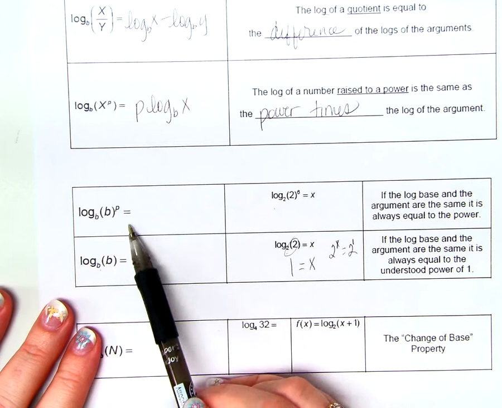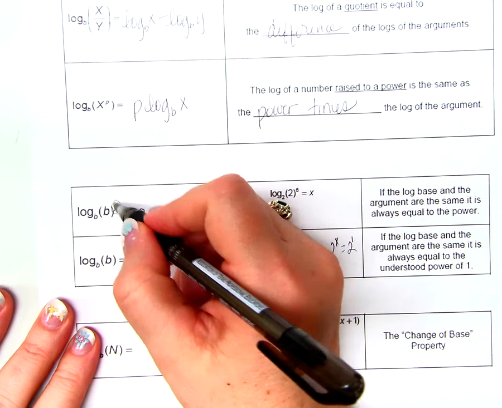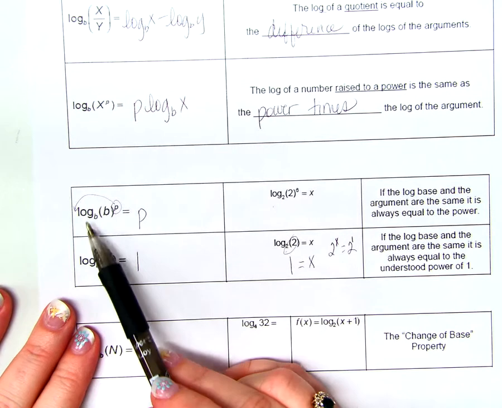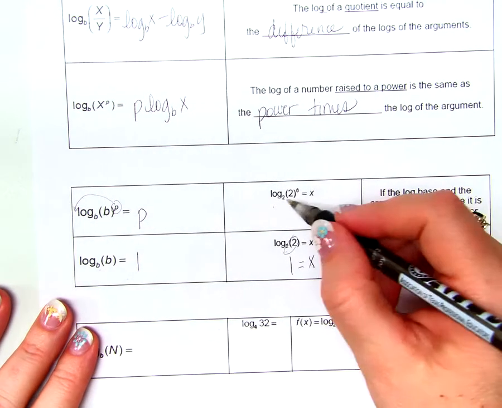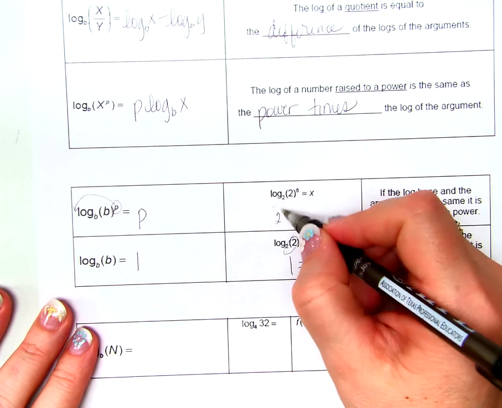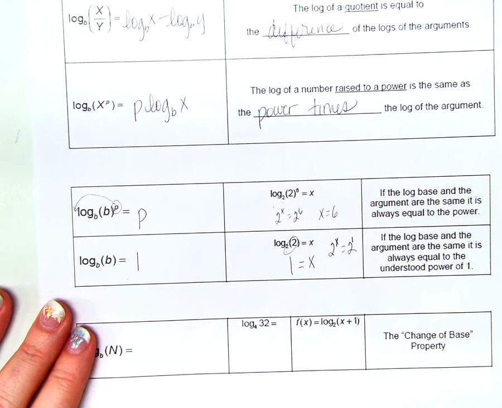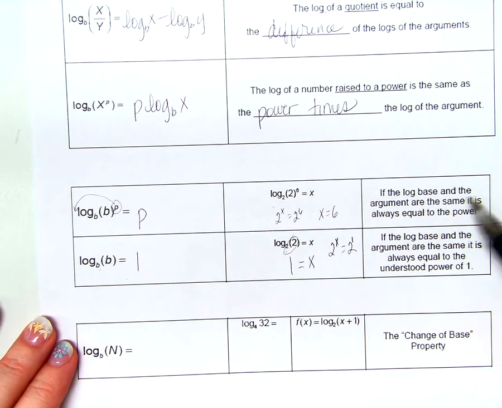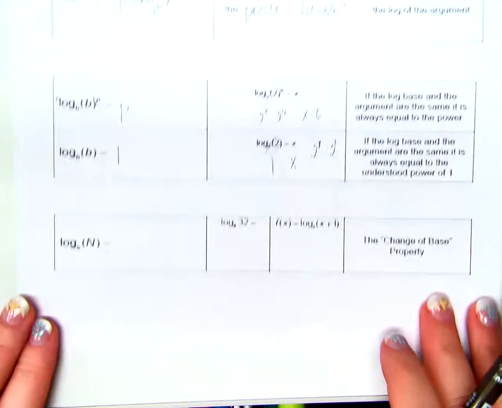Okay, so what about this one right here? It would be p. Very good. Because I would bring this around in front as a multiplier, and then log base b of b is 1, and then p times 1 is p. If I rewrote this in exponential form, it would be 2 to the x power equals 2 to the 6th, so x would have to equal 6. Okay? If the log base and the argument are the same, it's always equal to the power. I don't really like that vocabulary, but we'll go with it for now. Okay? So what about the last one?